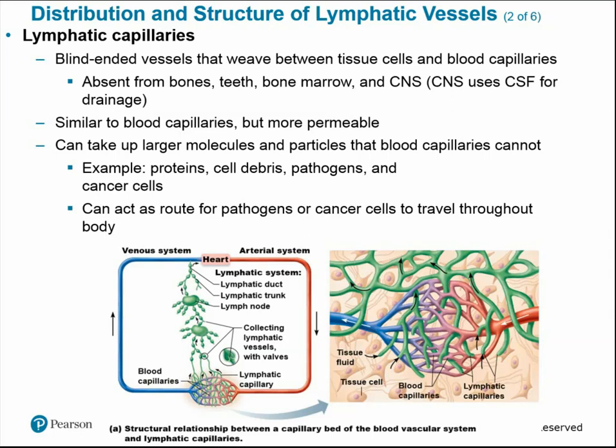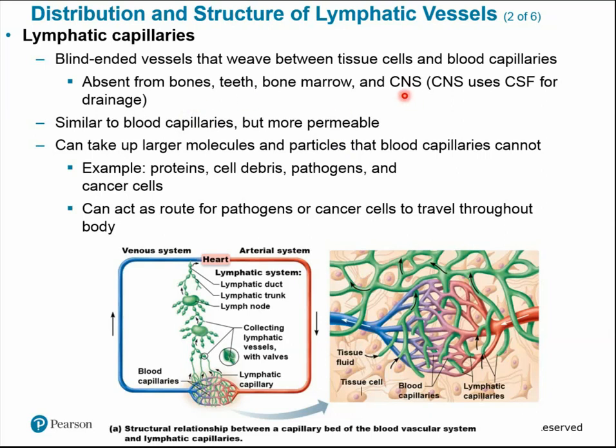So lymphatic capillaries are similar to blood capillaries, but with a few differences. One being that they're more permeable, so they're going to be able to take up the fluid and proteins more easily. Like I said, they're going to kind of weave between our normal capillary networks. So we don't have lymphatic capillaries everywhere in the body. A few places where they're absent include bones, teeth, bone marrow, and the central nervous system.